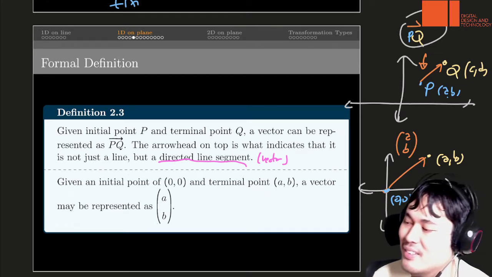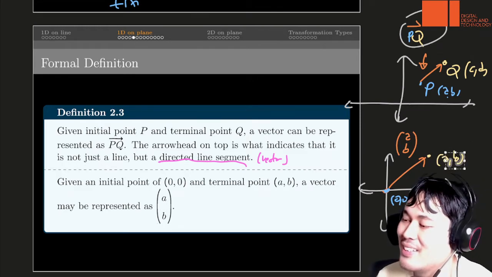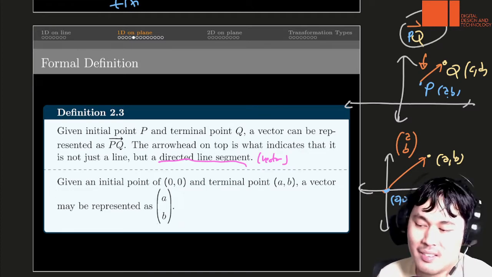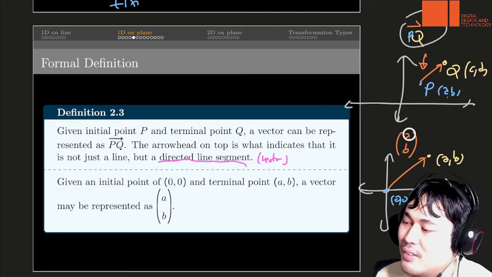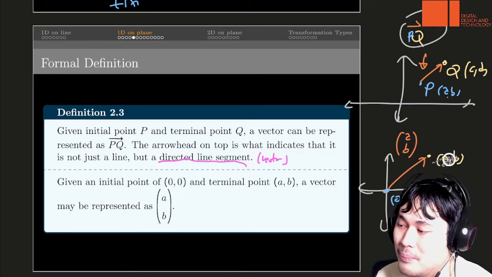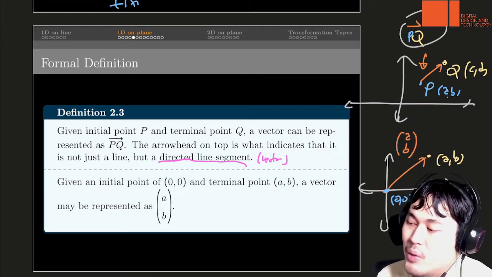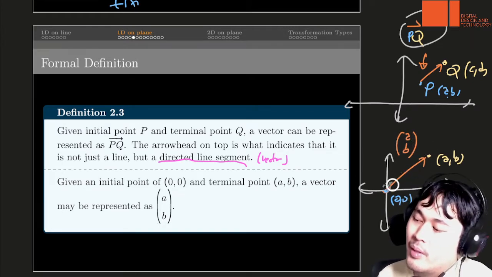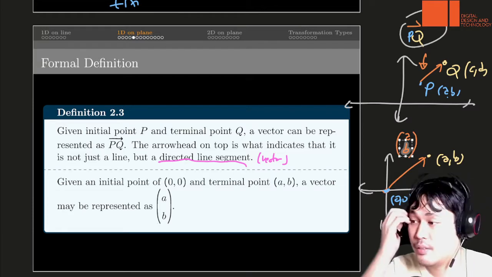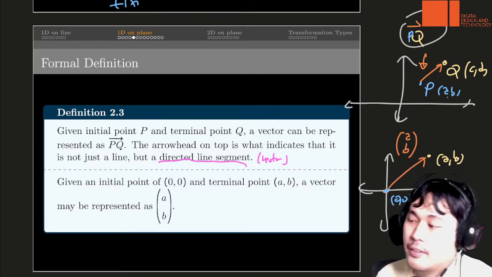Notice two things here. First, the point is written in terms of coordinates. It has parentheses and a comma to separate these two values, while a vector is a column vector. In this case, A is on top, B is on the bottom. And second, this yellow coordinate is just a point. It's just a single point. But the vector represents the whole line. If you move from the origin to this point, then that whole movement is represented by this vector, AB. That's how you define a vector.